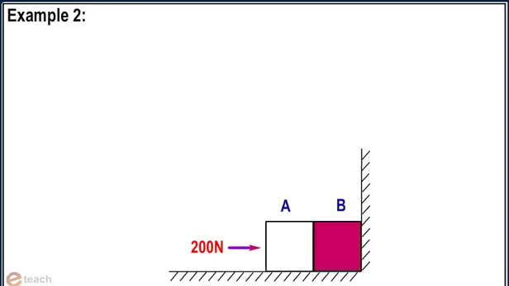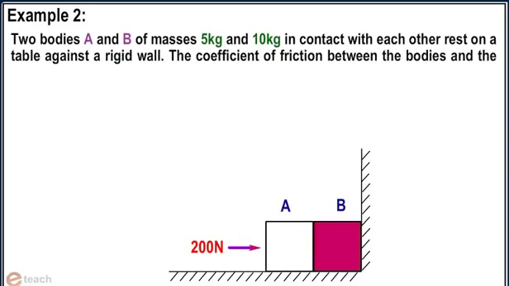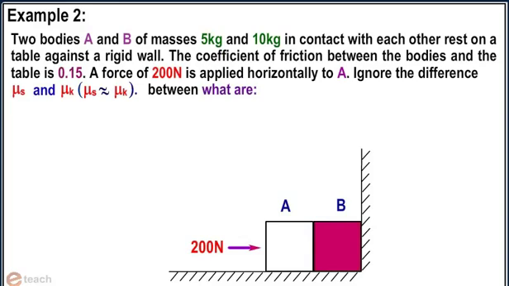Let's move on to another example. Example 2. Two bodies A and B of mass 5 kg and 10 kg in contact with each other rest on the table against a rigid wall.